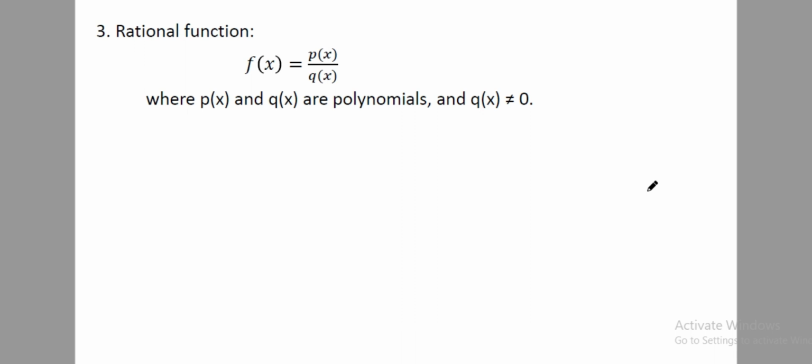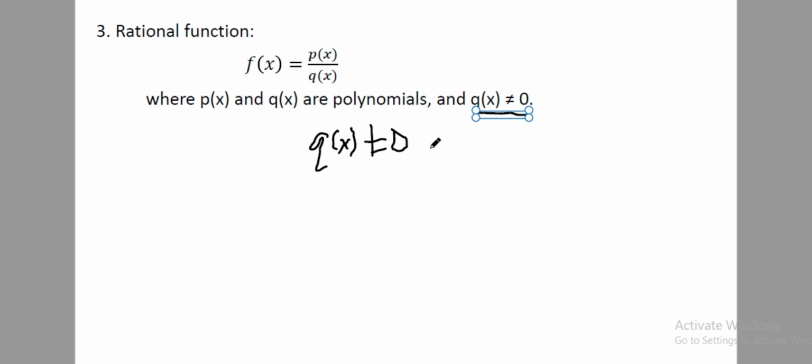Okay, the last set of functions is the rational function. Since this is a rational function, our denominator must not be 0. Why? Because if the denominator is 0, given that the numerator is non-zero, then it's an error or undefined. We have no answer. So therefore, we must start with q of x must not be 0.